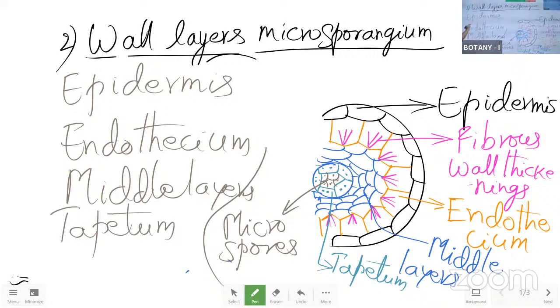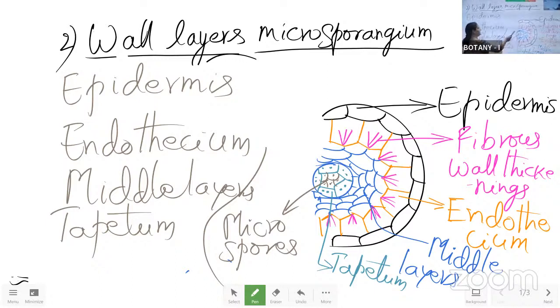First one, epidermis. Epidermis is the outermost covering for the microsporangium, which protects the anther from outside atmospheric microorganisms as well as from changes in the outside atmosphere. And this is a single layered epidermis made up of simple parenchymatous rectangular shaped cells placed without intercellular spaces.